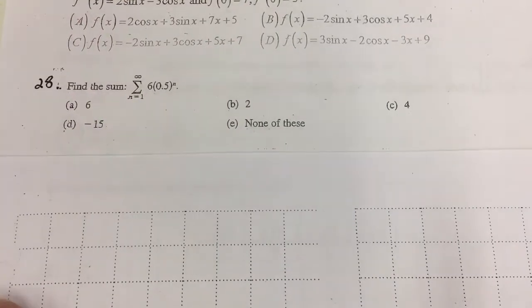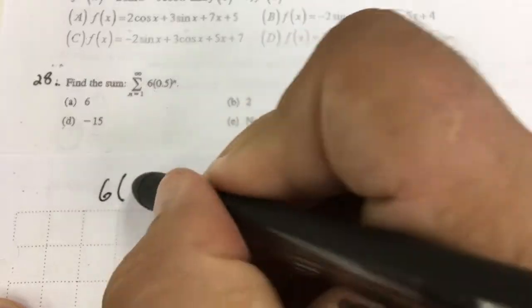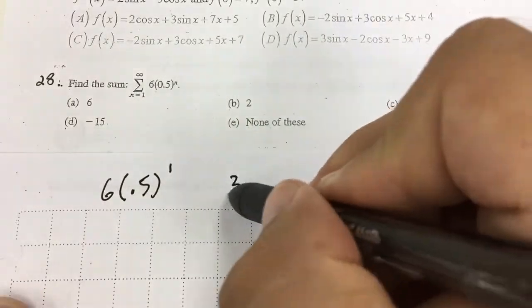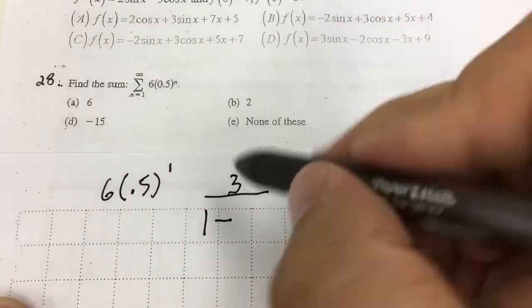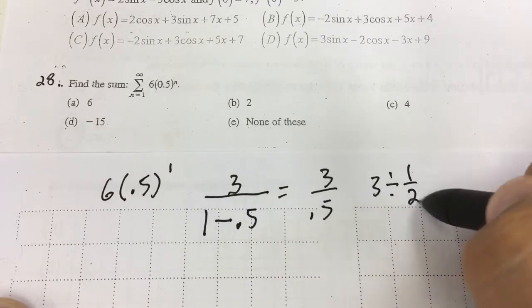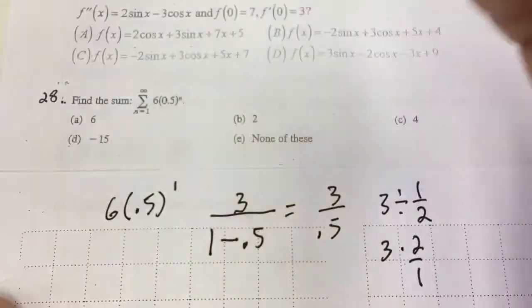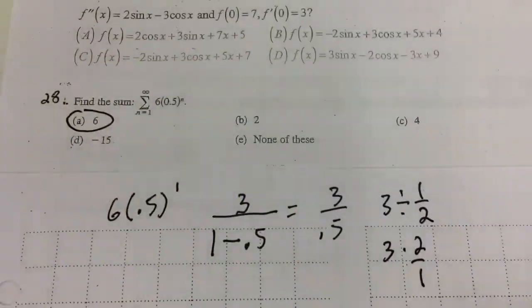Number 28, find the sum. I can see it's a geometric series. The first term, if I plug in 1, is going to be 6 times 0.5 to the first. So my first term is going to be 3, and then I put that over 1 minus the common ratio, 0.5. So that's going to equal 3 over 0.5, or 3 divided by 1/2. That's going to give me 3 times 2 over 1. So this converges to 6. Well, the infinite sum is 6.